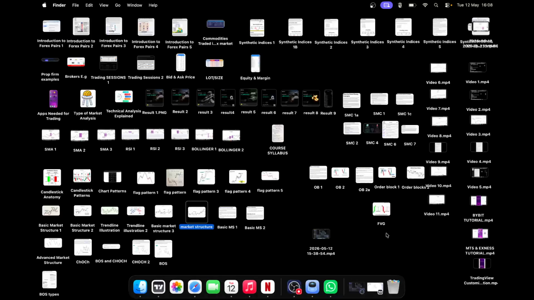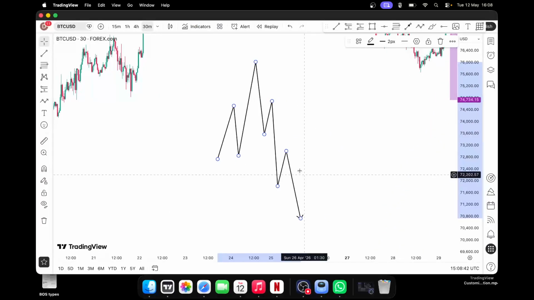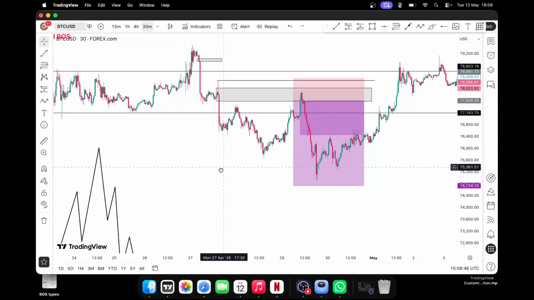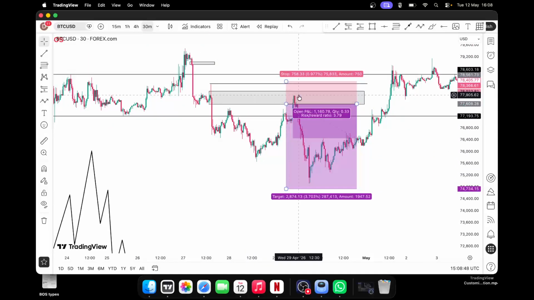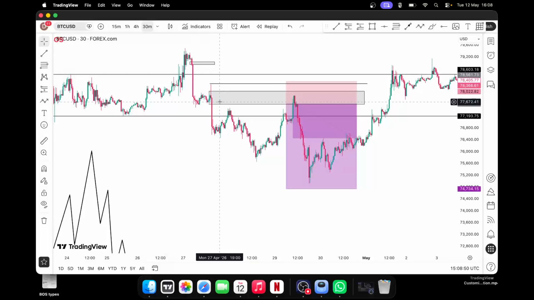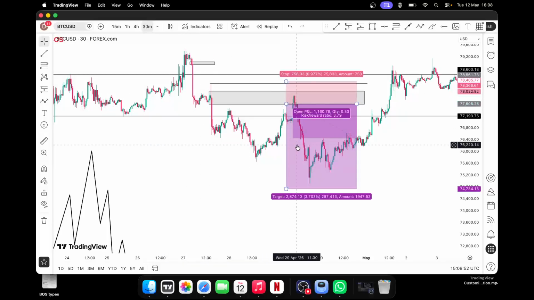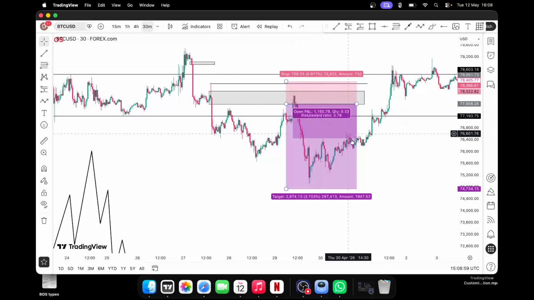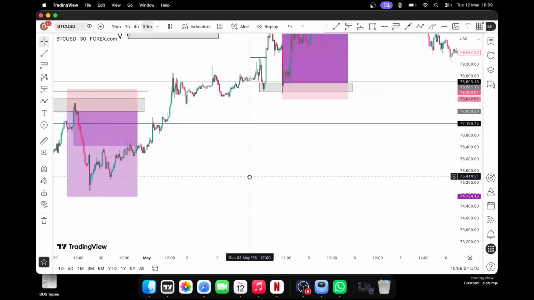So now for breaker block, the way breaker block works is that, for instance, when the market is coming to this place, it did not respect this place at all, as if there is another block here like this. It just breaks it impulsively. So that is no more an order block. It will now turn into a breaker block.